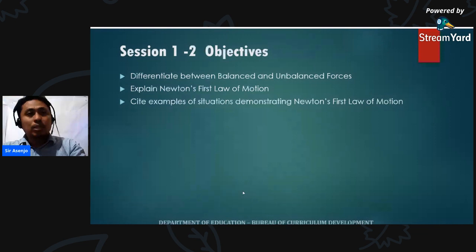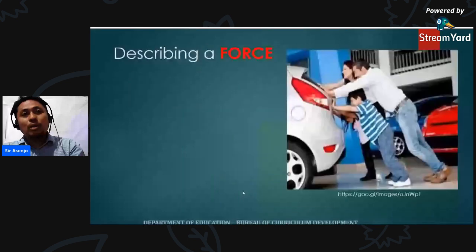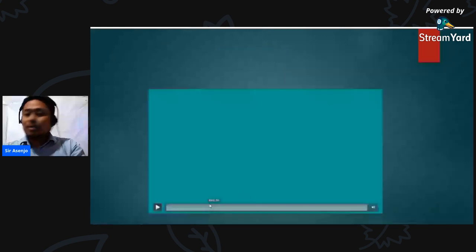Let's get ready. You still remember this picture in our last session? So what is being shown in the picture? Okay, still, it is showing force, right? So do you still remember our common sense definition of force? Right, you're right. Our common sense definition or idea of force is that it is a push or a pull.